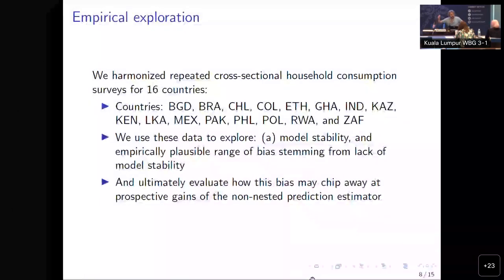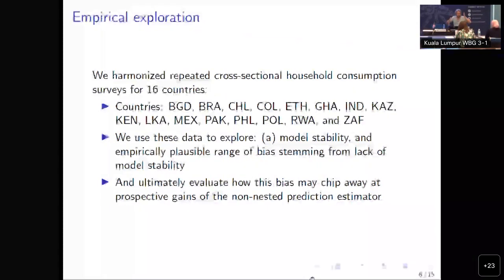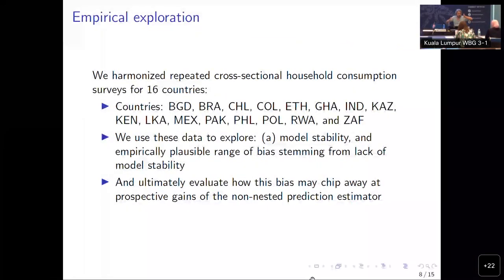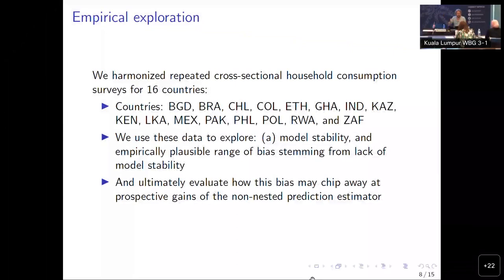And so one thing that consistently holds up: the more of a gap there is between the survey that you use to train your model and the population where you want to use the model to estimate the variable you're interested in, the more scope there is for bias, stemming from the lack of model stability.